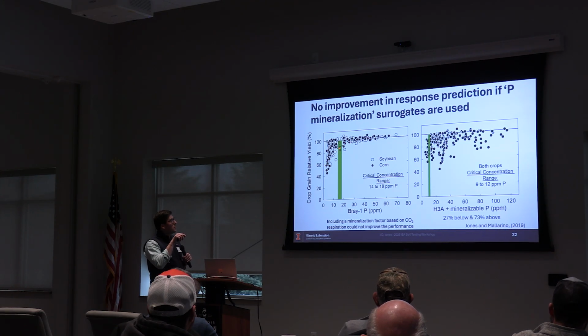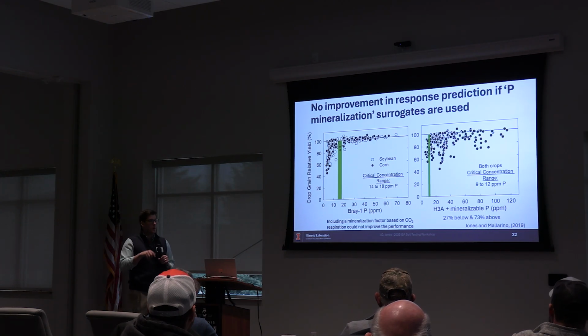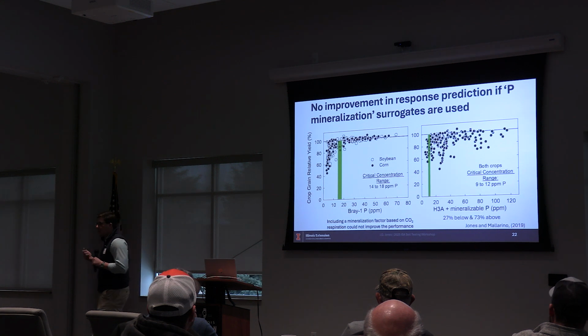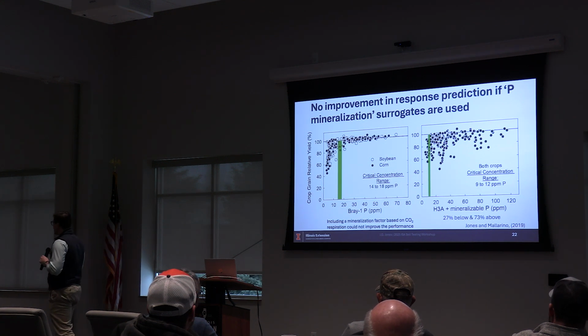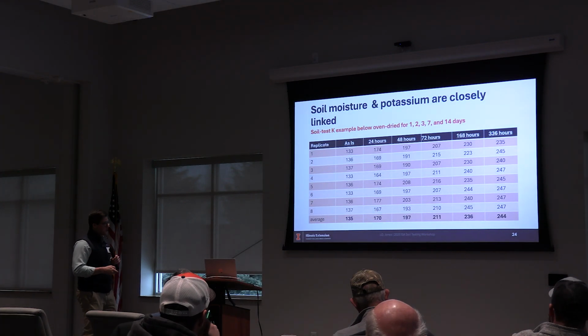We're looking for this coalescence of data where we can see a shape that's predictable. And it just didn't happen when we tried to estimate mineralizable P. That was using the CO2 burst test. All right, I'm going to skip through some of the extraction numbers.